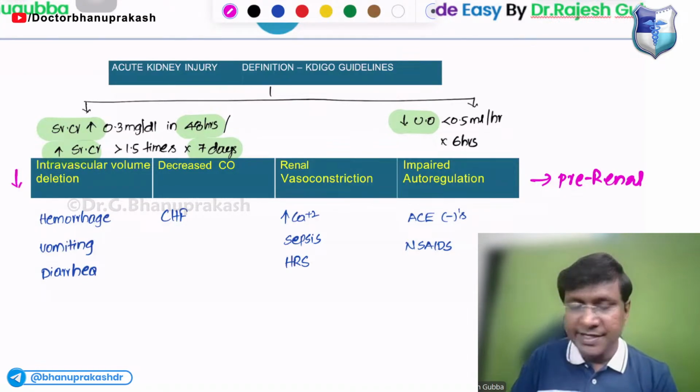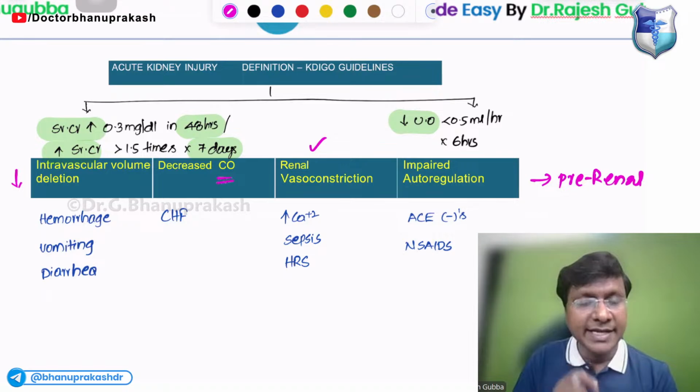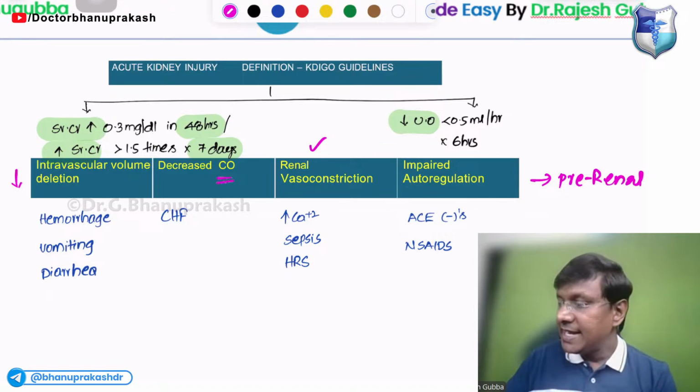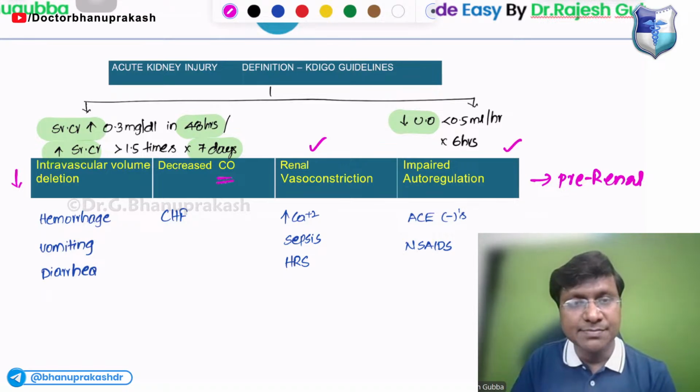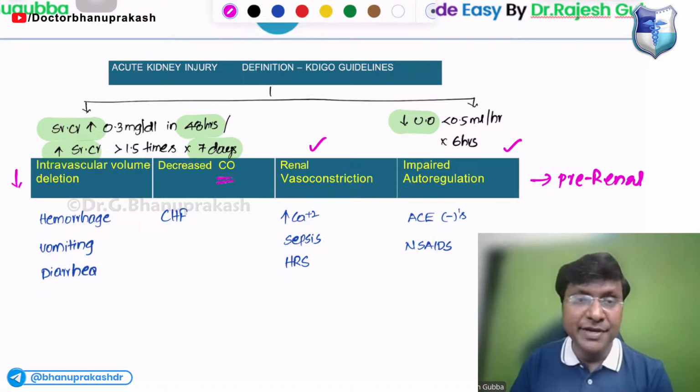Whenever there is decreased intravascular volume, like in case of hemorrhage, vomiting, or diarrhea, or in conditions like decreased cardiac output, that is observed in patients with congestive heart failure, and it is also observed in renal vasoconstriction, like in hypercalcemia and sepsis, and impaired autoregulation, that is observed in case of ACE inhibitors as well as NSAIDs. These are all the etiologies that will be causing pre-renal type of acute kidney injury.